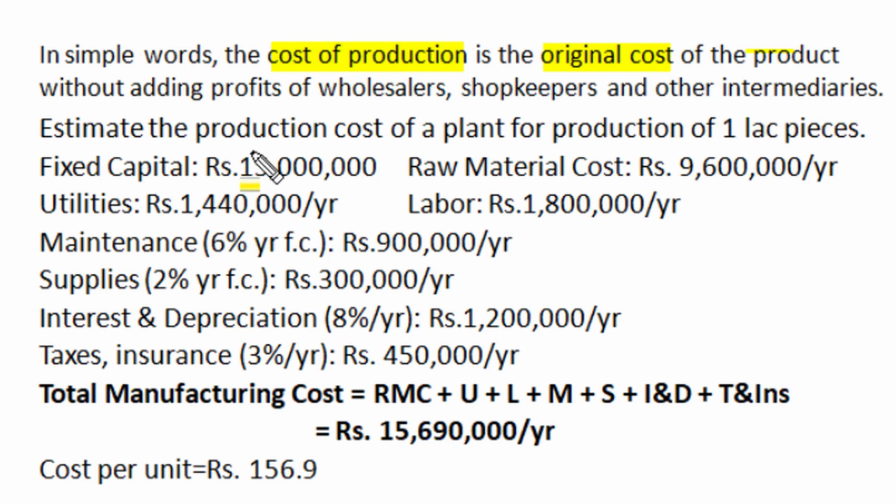This numerical example will explain estimate of production cost. We have to estimate production cost per unit of product for a plant which is producing 1 lakh pieces per year. Now the fixed capital investment in this plant is rupees 150 lakhs, and this plant which produce 1 lakh pieces use raw material that cost 96 lakhs rupees per year. Now to produce 1 lakh pieces in year, we need total labor cost 18 lakhs per year for all utilities, electricity, water, communication and others.